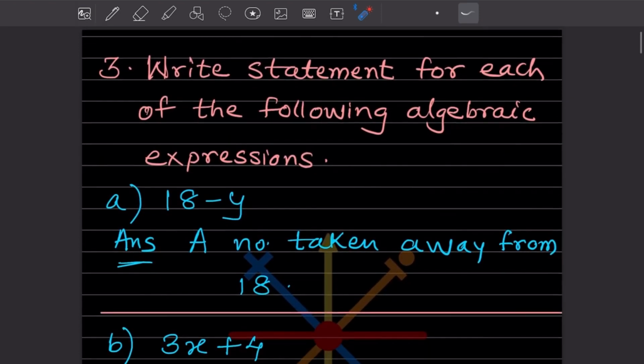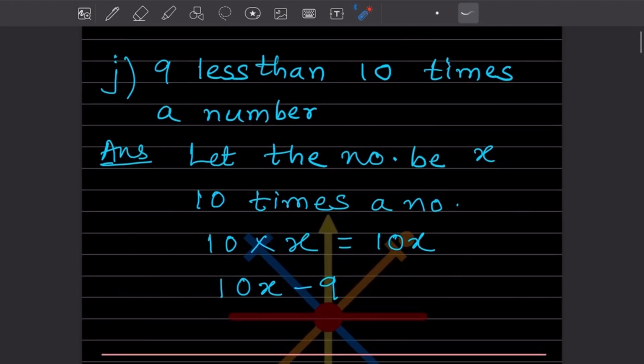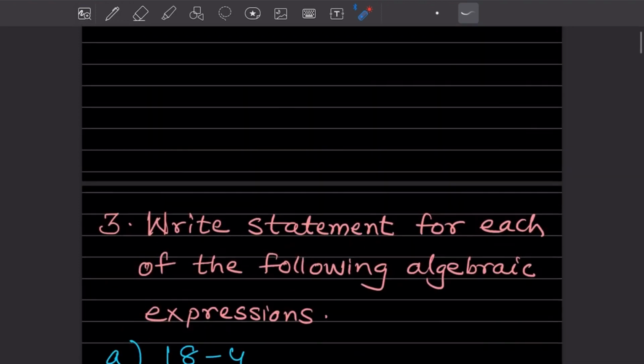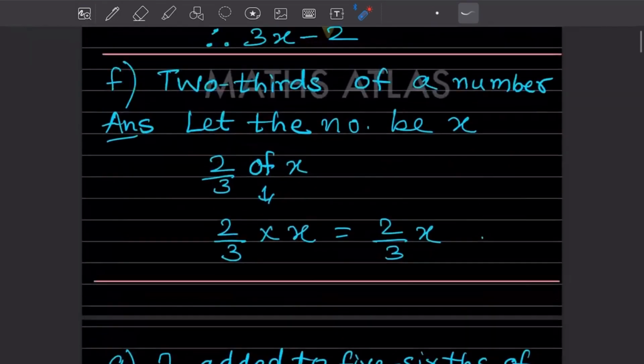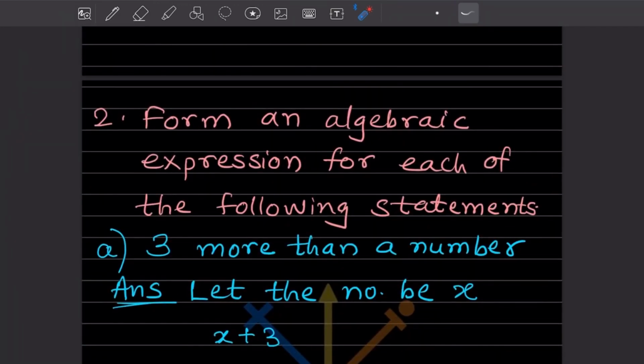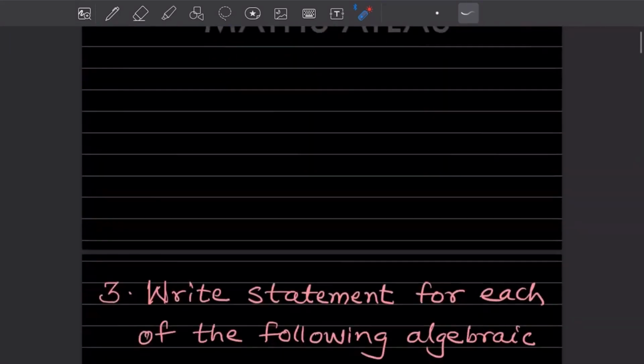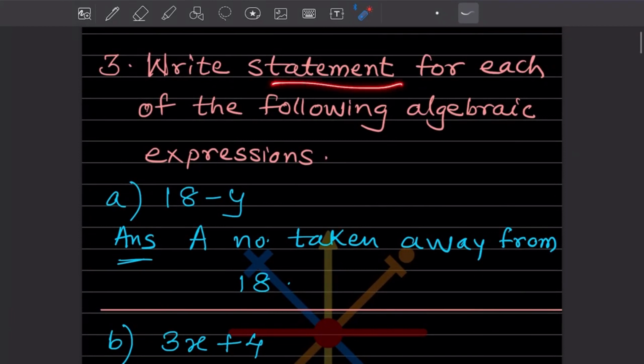Now they said write a statement for each of the following algebraic expressions. Okay, now there what was there? We had to write the algebraic expression here, right? In the previous one, what did they say? That we had to write the statement, form an algebraic expression for each of the following. Now here, what does this question say? That you have to write the statement for each of the following algebraic expressions, isn't it? The opposite of that one.